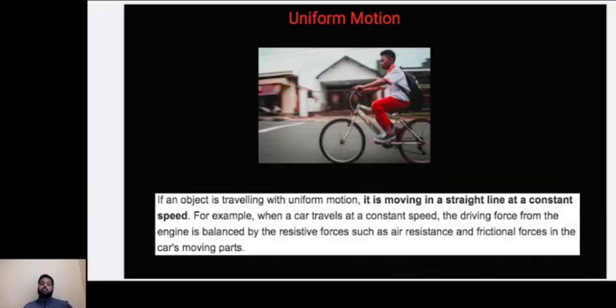Anyways, now coming to the next topic, okay, now I'm done with straight line motion. Now there's a topic in my syllabus called uniform motion. Will you teach me? Definitely. Now what is uniform motion?